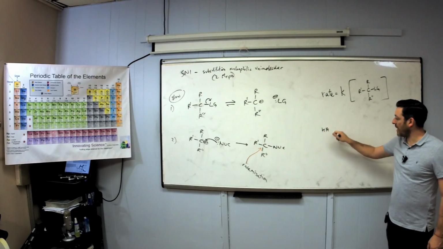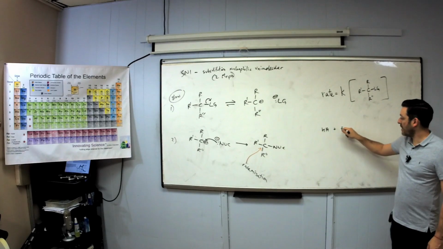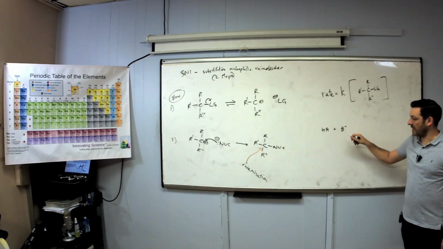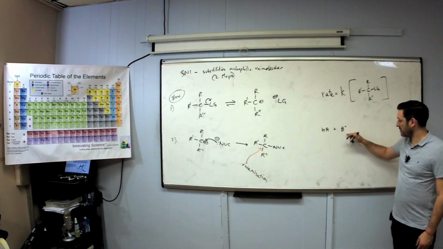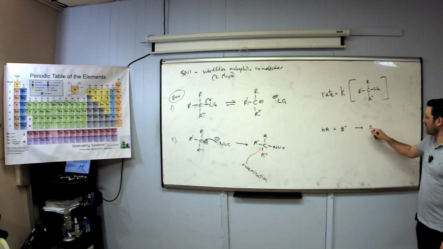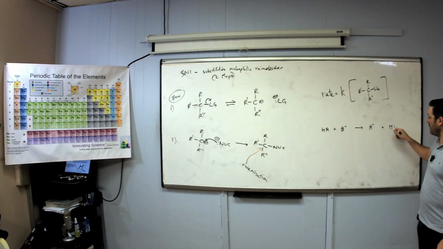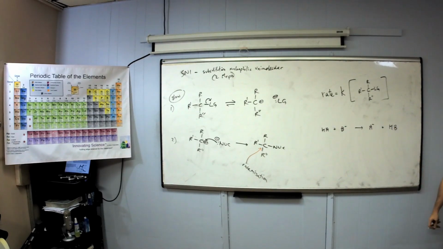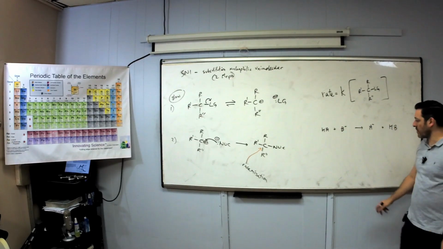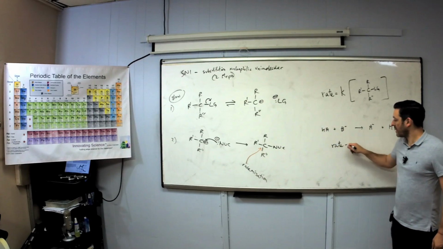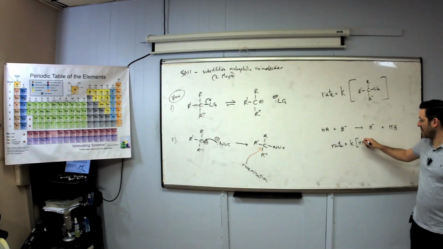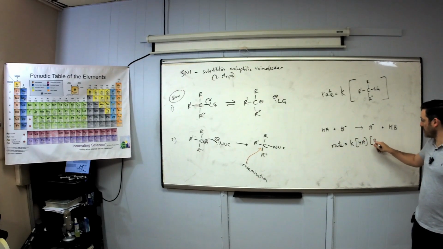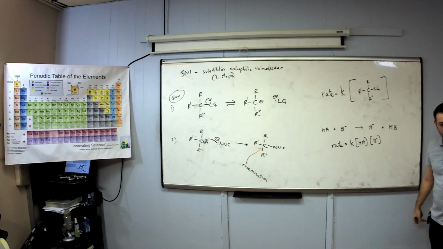If I have a general HA plus B minus, let's say, like an acid-base reaction, right? HA and B minus becomes A minus and HB. That's a general acid-base reaction. It all happens in one step. What is the rate of that reaction? It's going to be K times the concentration of your acid multiplied by the concentration of base. That's going to be the rate of the reaction.